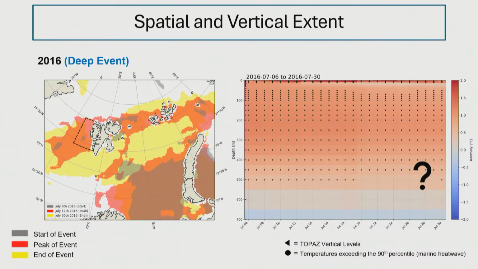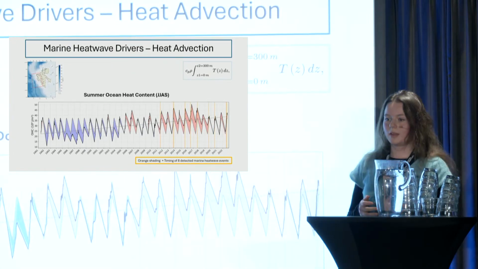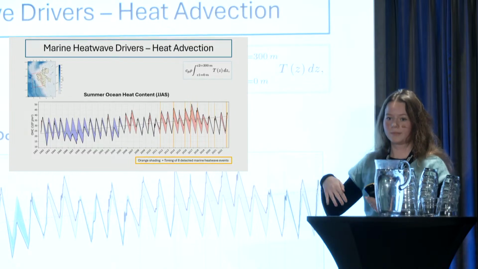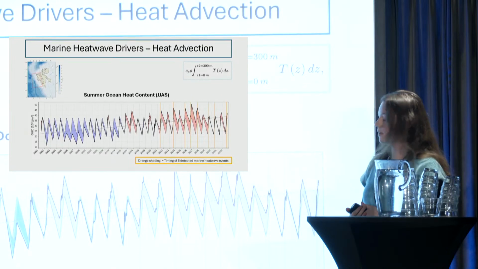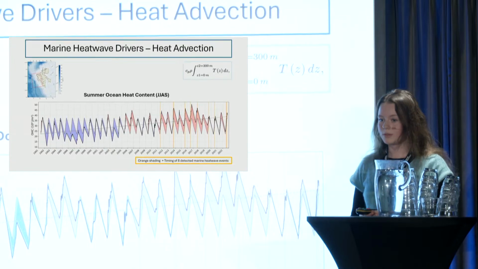So we then want to know what could be driving these events, in particular events that are exceeding all the way down the depth column to 500 meters. One thing: marine heat waves can either be driven by solar forcing, so from heating from the sun, or the advection of warmer water. Just for this presentation, I'll focus on the latter one.